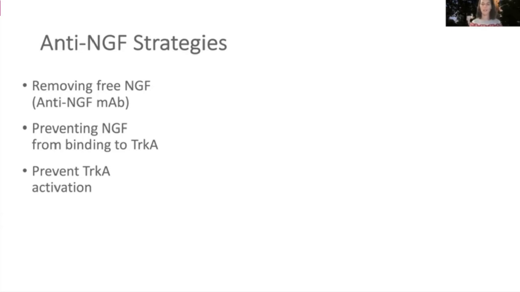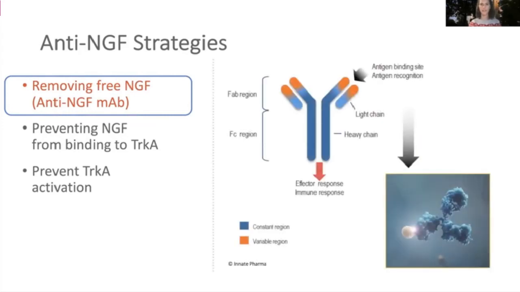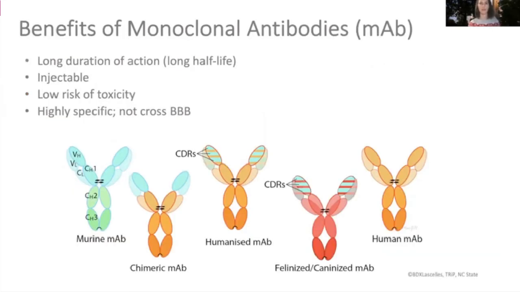We can prevent NGF from binding to TrkA, its receptor, and we can prevent TrkA activation. But by far the most common is this removal via the anti-nerve growth factor monoclonal antibodies. So again, binding that free NGF and then removing it from the system. And monoclonal antibodies are being increasingly used in veterinary medicine. They are certainly also used in human medicine.